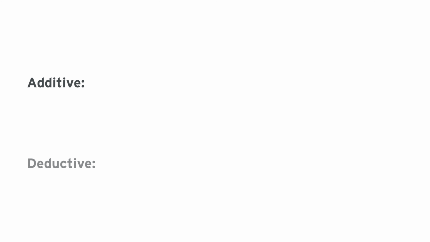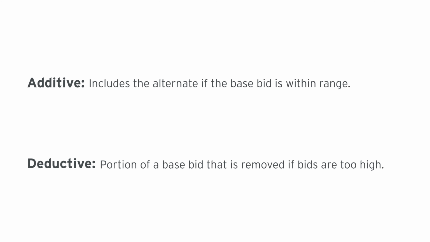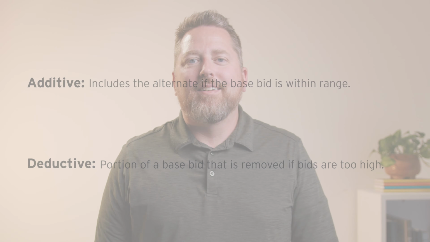There are two types of alternates, add and deduct. With the add method, you can include an alternate if your base bid is within your range. Deductive alternates are part of a base bid but can be removed if bids are too high. We recommend the add method. Deduct alternates reduce the project scope and cause issues with contractors. Plus, adding to a project is much more satisfying than cutting elements after bidding.